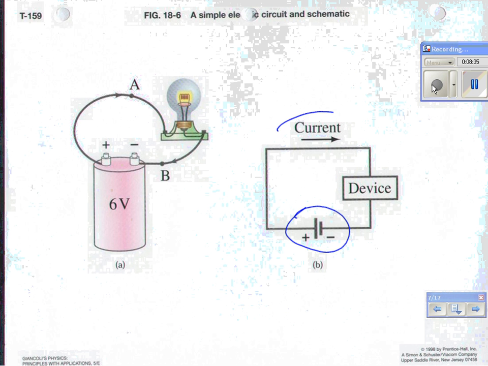Notice how we draw the current going from the positive towards the negative. Again, that's known as conventional current. We really know that the electrons go the other way, but it doesn't really matter which way you draw, because this would be just the same as a positive charge going that way.